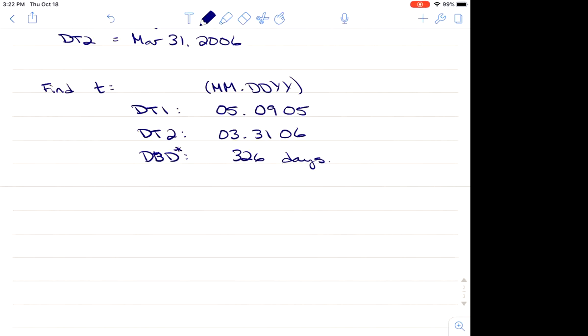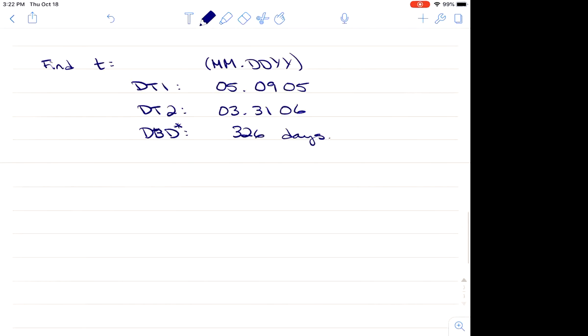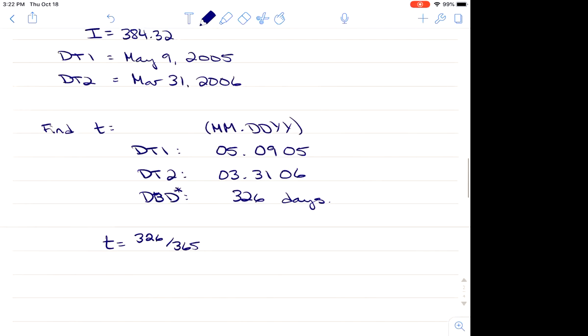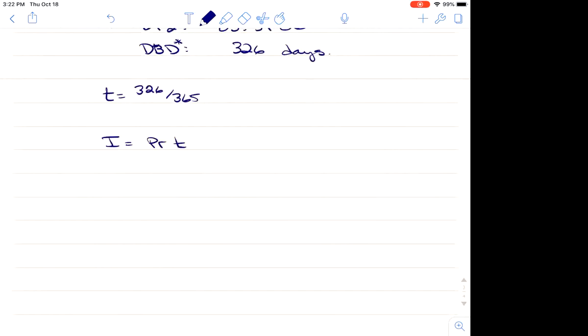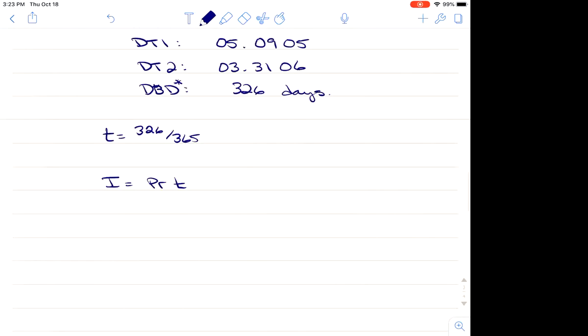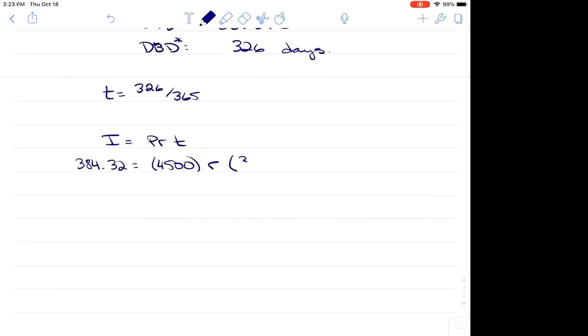Okay. So then T must be 326 divided by 365. So now I have P, I have T. Right? So now I can use I equals PRT. The amount of interest was 384.32. P was 4,500. R is what we're trying to solve for, and we just found T is 326 over 365.